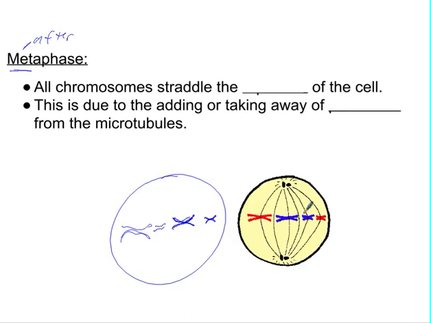Joey. They're all lined up. They're all lined up where? In the middle, in the center. Yes, they straddle the middle of the cell. Straddle the outside, inside, middle. Middle, center. It actually says equator.